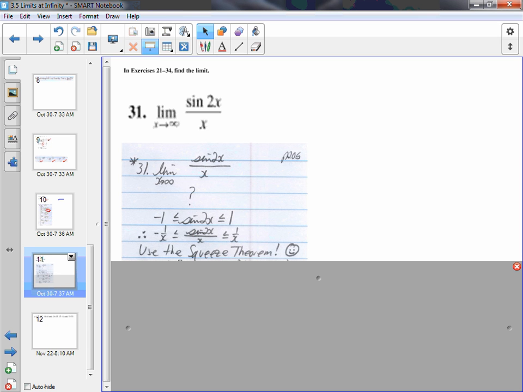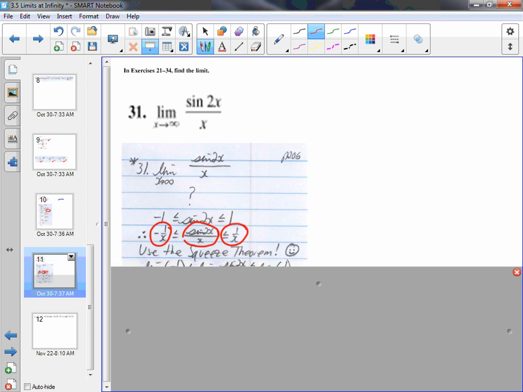I get to do what I wanted to do, which was divide everything by the largest power of x in the denominator. So I divided the negative 1 by x, I divided the sine of 2x by x, and I divided 1 by x. And then the squeeze theorem says that if this function that's in the middle, if the limits of the outer parts of this compound inequality come together, then the function that's in between them has to come together as well. That's why I call it squeeze. Okay? So, well, look what happens.